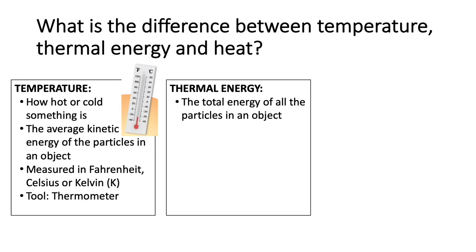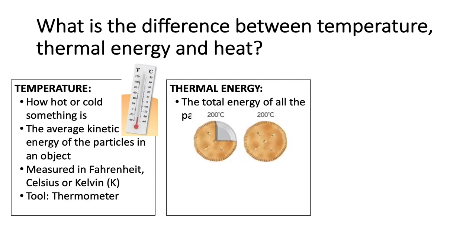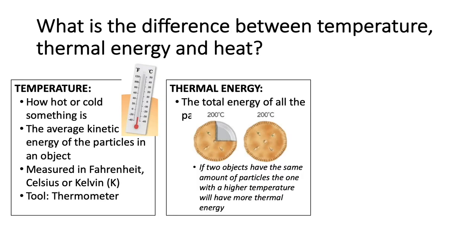To explain just a little bit more about thermal energy and how it relates to the total energy of all the particles in an object: if there are two objects and they're both at the same temperature, the one with more particles has more thermal energy. Like with this example here of these two pies, they're both at the same temperature, but the complete pie is the one that has more thermal energy.